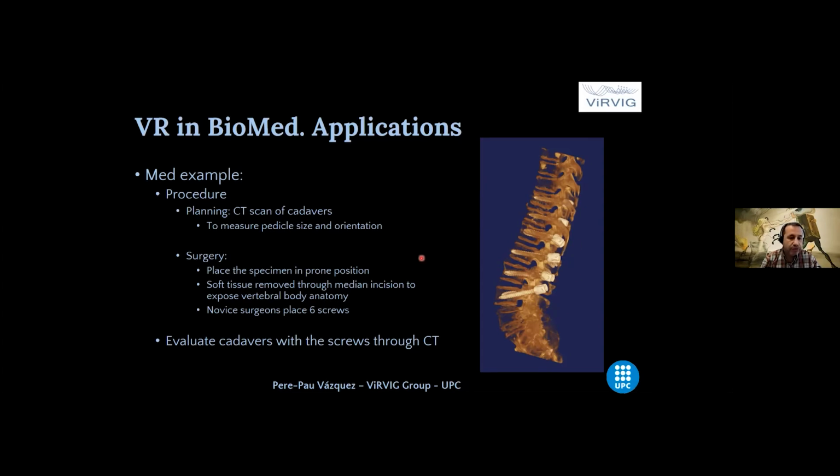Okay, and during surgery, they ask the users to place the specimen first in prone position. They remove the soft tissue in order to make the vertebral body anatomy exposed, and they had to place 6 screws. Okay, after doing this, all the students did this, and they evaluate the result using a CT of the model with the screws in. And they measure the distances between the planned position and the real position where the screws were placed.